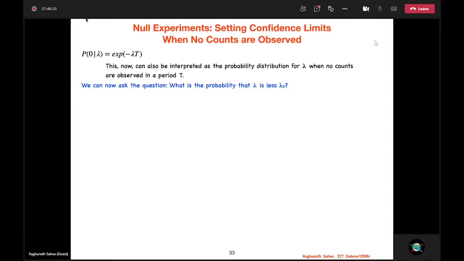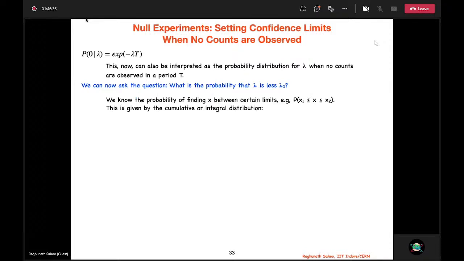We can now ask the question: what is the probability that lambda is less than lambda 0, where lambda 0 is a certain threshold? This kind of calculation you have done already. We know the probability of finding x between certain limits, for example between x1 and x2, is given by the cumulative or integral distribution. This probability is calculated as the integral of p(x) dx between the interval x1 to x2.